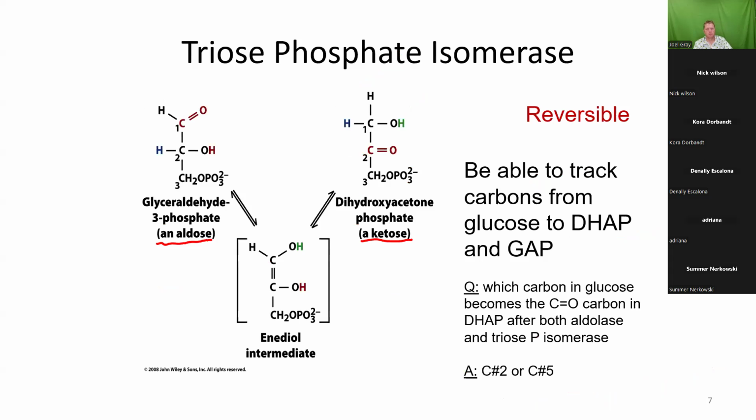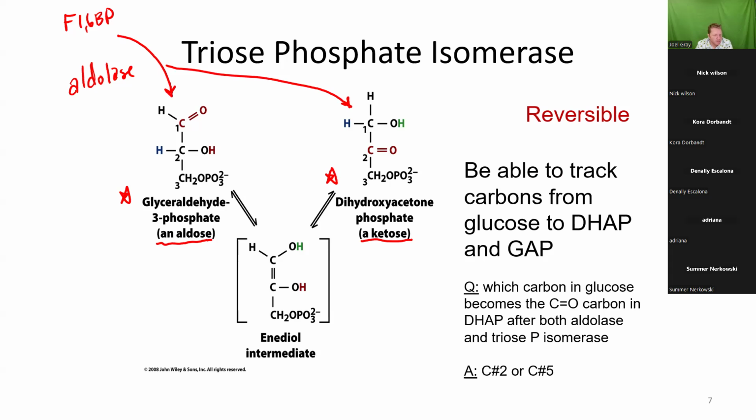So now, just to bring back to what our products are. These two products, glyceraldehyde 3-phosphate and dihydroxyacetone phosphate, are the two products from aldolase. So aldolase, I'm going to write F16BP, generates that and that. Okay, so those are our two products.